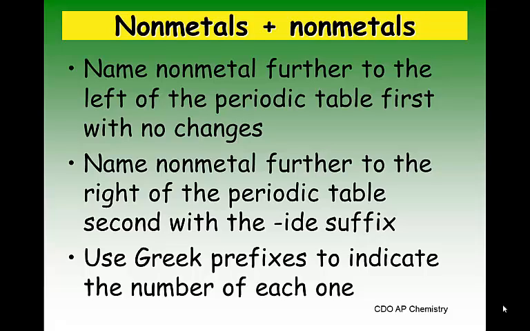the nonmetal furthest to the left of the periodic table first with no changes, and that will be the nonmetal that's written down first. So it's going to be furthest to the left on the periodic table. It'll also be first in the formula. So you just name it.